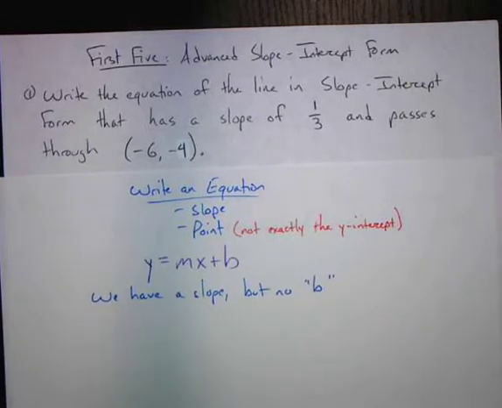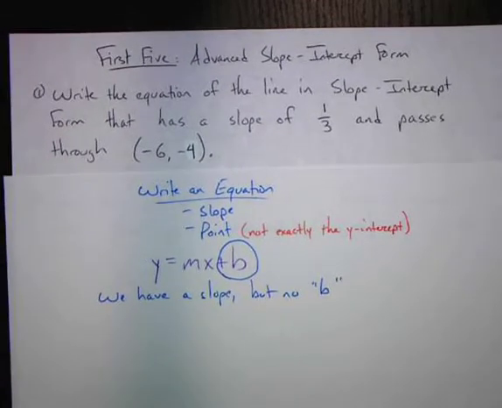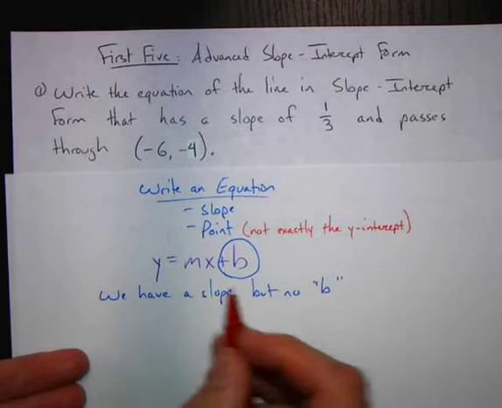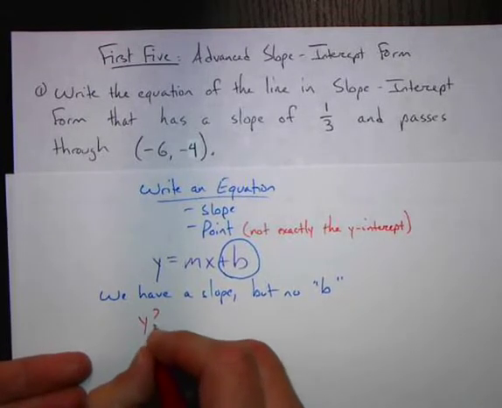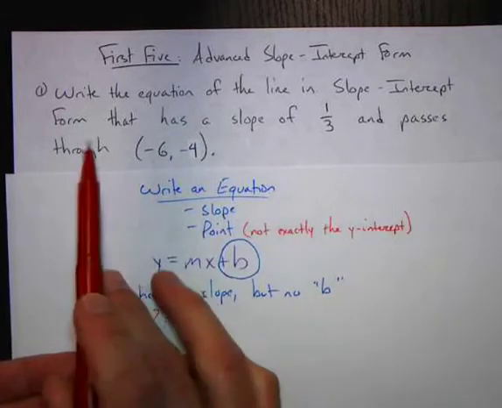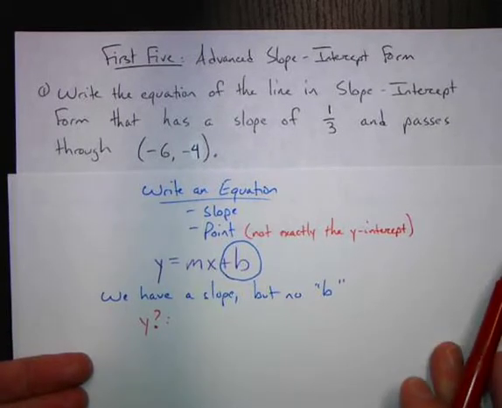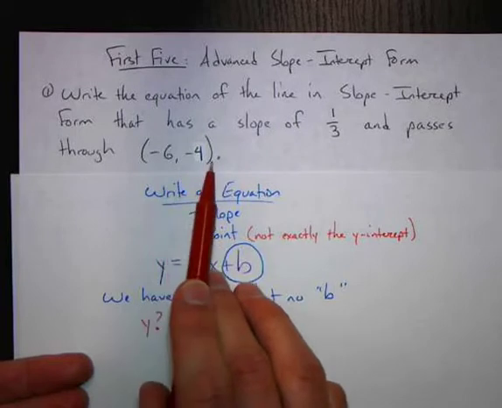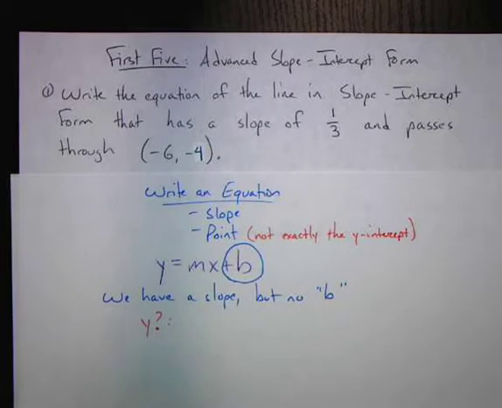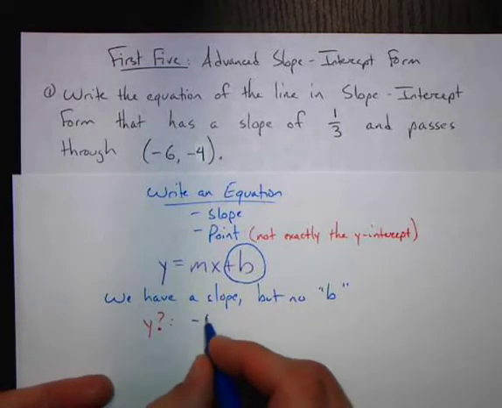So the question is, we're missing this b. Can we find the b? Can we use the information that we have to find that b? So here's how we figure it out. Do we have a y? We look through this question to see if we have a y anywhere in here. Well, we have a slope of 1/3, and it passes through (-6, -4). And if we know how to read ordered pairs, guess what we have? Remember, in an ordered pair, we have the x-coordinate and the y-coordinate. So do we have a y? Yes, we do. The y-coordinate is -4.